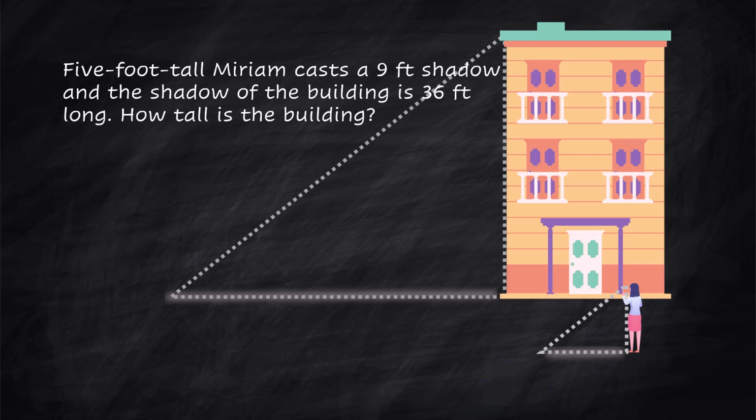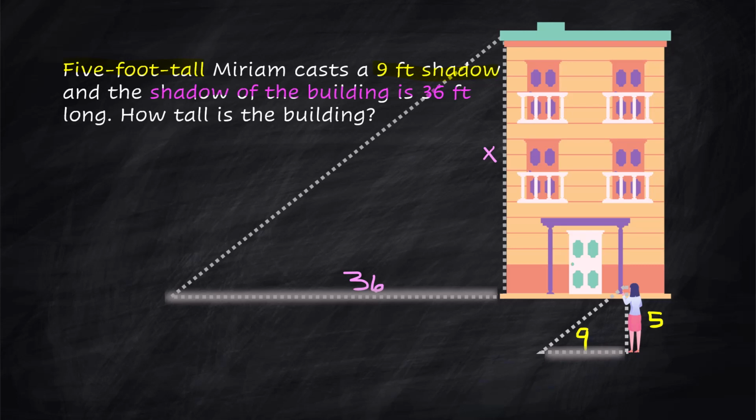She has a friend measure her shadow because you obviously can't measure your own shadow unless you're very, very careful. So her triangle is 5 and 9. The building's shadow, which Miriam could measure, is 36 feet. She just puts an X on the height of the building. Keep in mind, you have to do this at the same time of day. If the sun angle changes, the shadows are going to change.